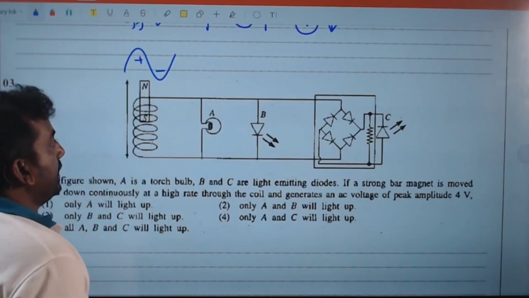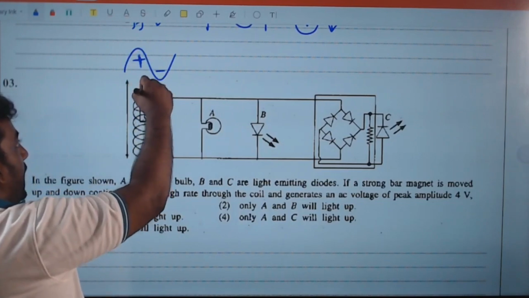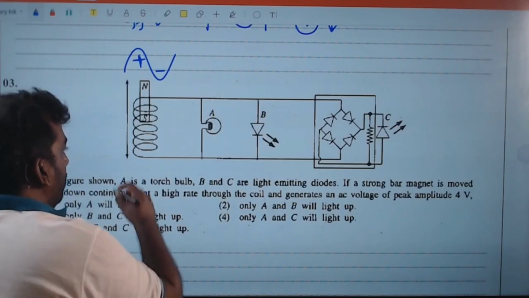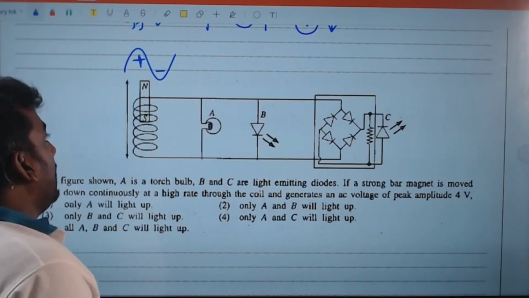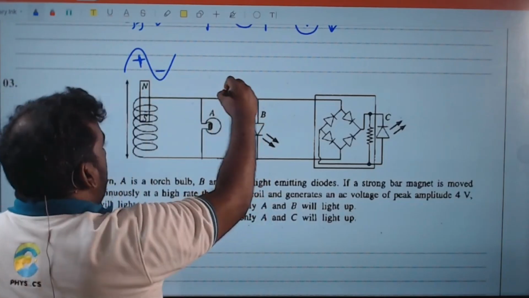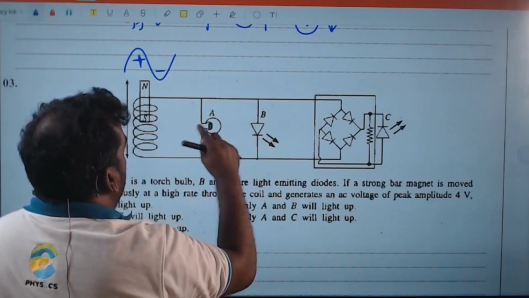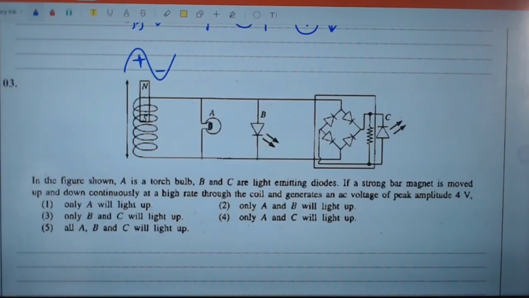Now, positive half means high potential, low potential. Negative means low potential, high potential. Current will go from high potential to low potential, from low to high it can't go. So A will illuminate continuously.